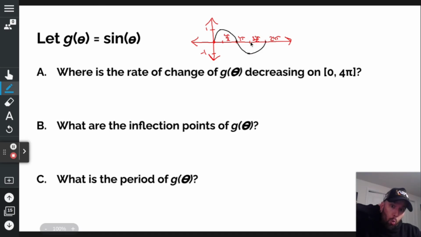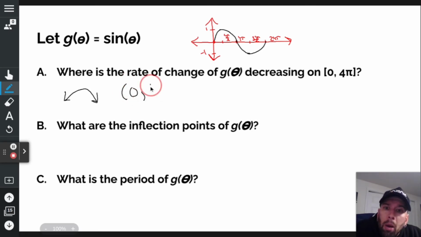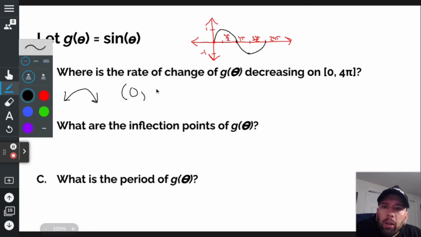Where is the rate of change of g of theta decreasing on 0, 4 pi? It's making me think a little bit. First off, rate of change decreasing. What does that mean? Concave down. Rate of change decreasing means concave down. This is going to be concave down here from 0 to pi, and so on, across each pi.